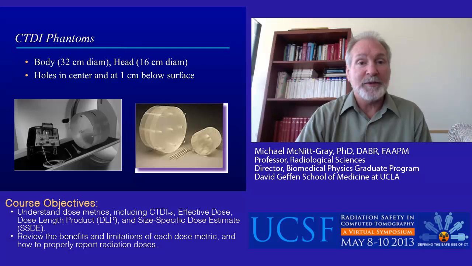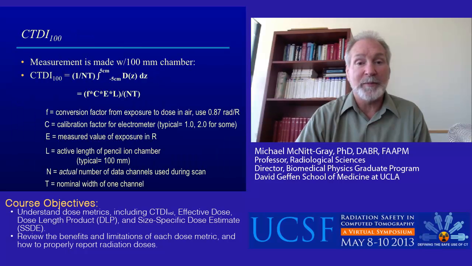The phantoms that we use for CTDI are a body phantom, the 32 centimeter phantom. On the right you can see there's a large phantom and there's a smaller phantom, the head CTDI phantom. There's holes in the center and at 1 centimeter below the surface. This is what we use for the computed tomography dose index measurements.